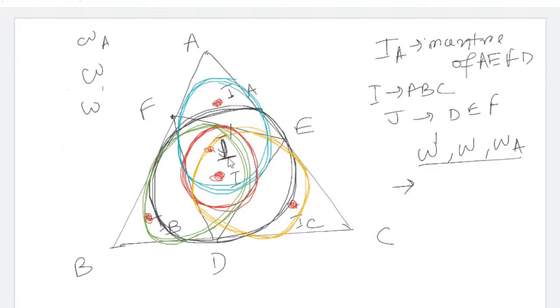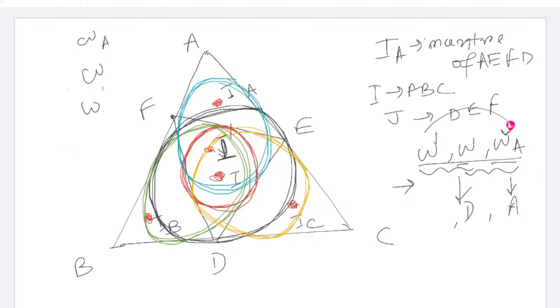So omega and omega dash have an exsimilicenter at A, and omega and omega dash have an exsimilicenter at D. And omega dash and omega A, what's left? No, wait, I messed up, one second. Rohan, write it. Okay.